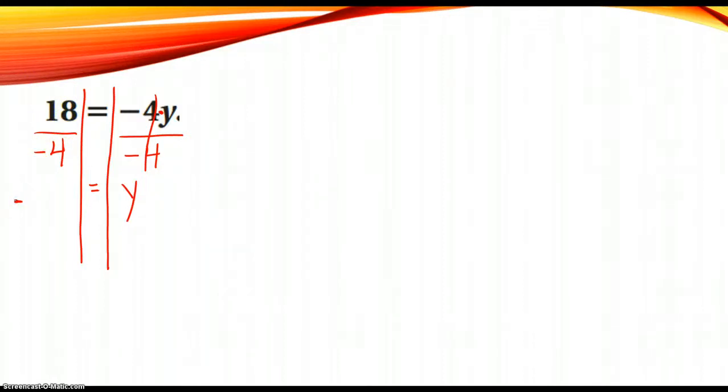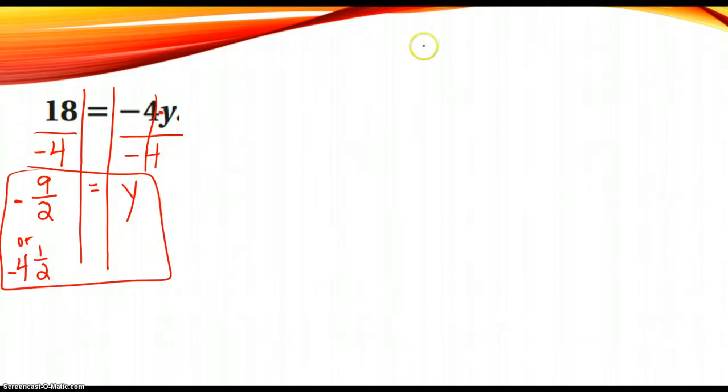But let's think first here. We can divide both numerator and denominator by 2. So we have 9 over 2, so -9 halves. Or if we change that into a mixed number, it would be -4 and 1/2 equal y.